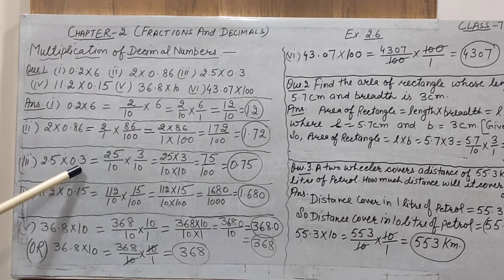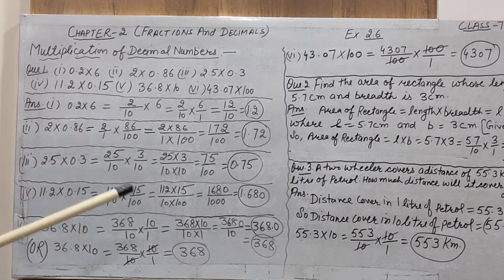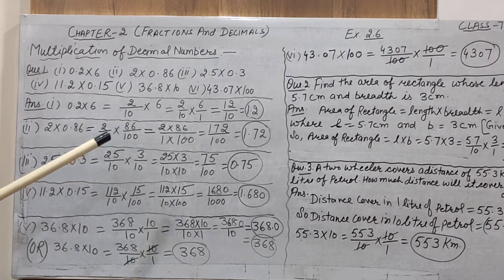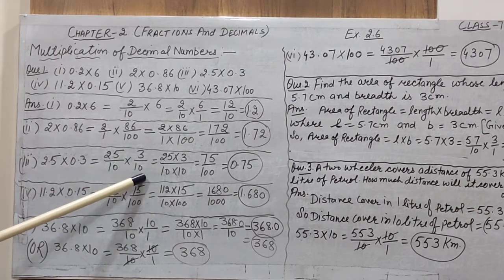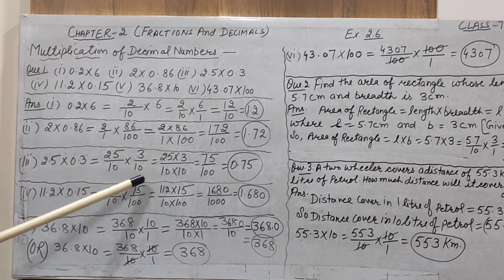Similarly, 0.3 converts into fractional form as 3 divided by 10. As I told you, the 0 before the decimal does not affect the value of 3. So 0.3 must be written as 3 divided by 10, not 0.3 divided by 10. Because 0 does not affect any digit when placed in front of the digit or in front of the decimal. Alright, so 0.3 can be written as 3 divided by 10, and 2.5 can be written as 25 divided by 10.